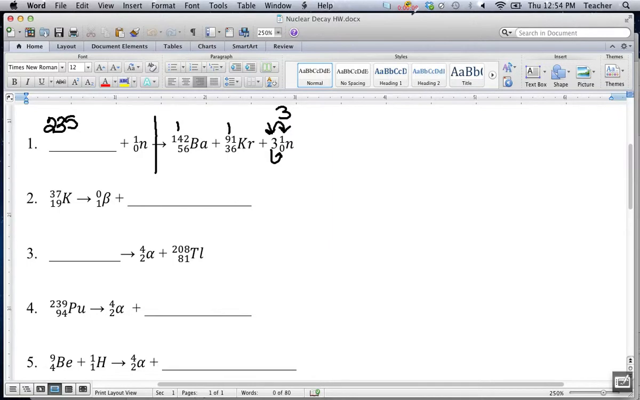So 56 plus 36 would balance out on this side with a 92. We then use our periodic table to look up element number 92 based on that bottom number, and that would be U for uranium.